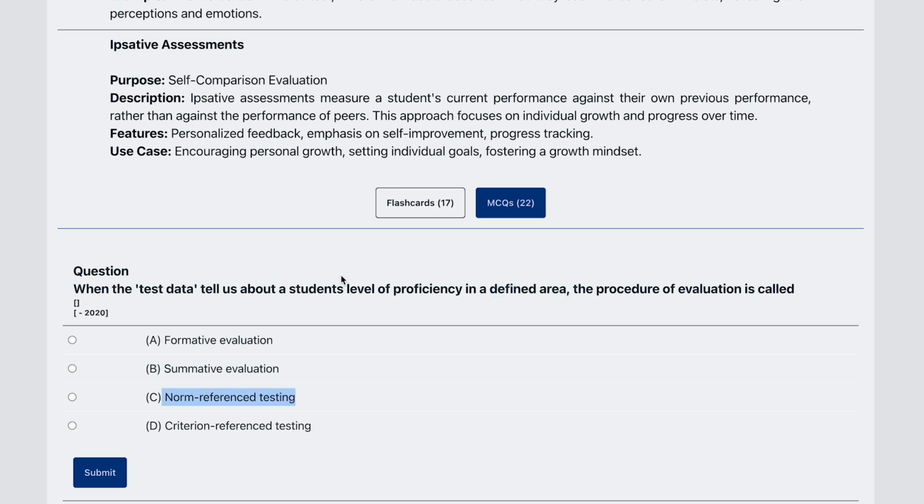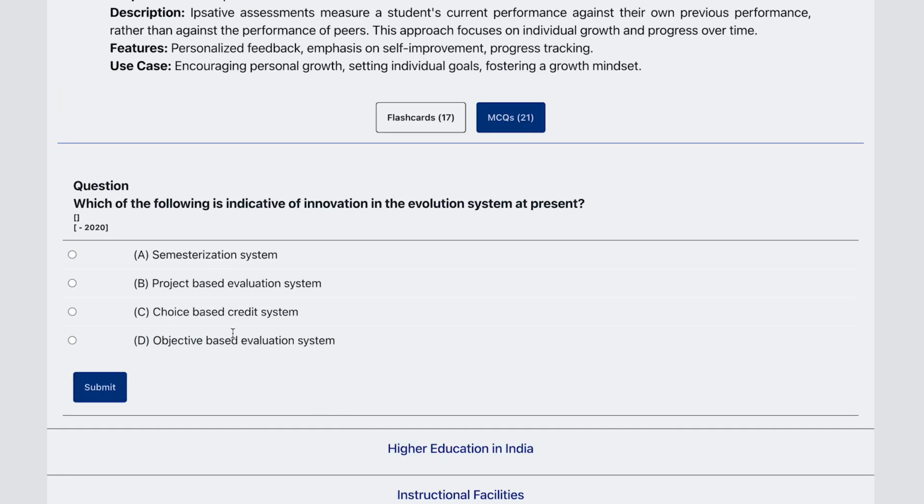Norm referenced testing is based on students' performance against their peers. And criterion is based on defined characteristics. So D. Perfect.